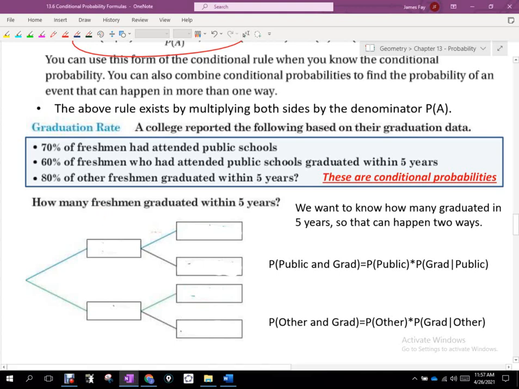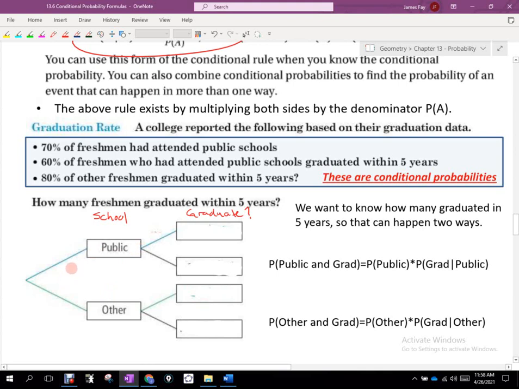Did you attend a particular type of school, and then did you graduate within 5 years? Does that make sense? Okay. So this school here, I'm going to list it as being public. If it's public, then usually the other type is private, but it could be like a Montessori school or a charter school or something like that. So they call it other. Okay. So we got public and other.